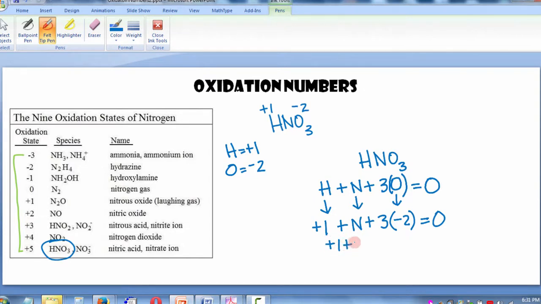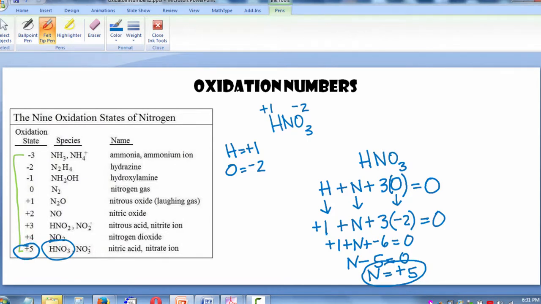Okay? So, we can say that +1 plus the N plus a minus 6 equals 0. So you don't need that +1 to know that that's positive, and you don't need that minus 6. So we can say what? N minus 5 is equal to 0. So when we solve for nitrogen, the oxidation state in HNO3 is what? +5. And it's exactly what we have here in the table.